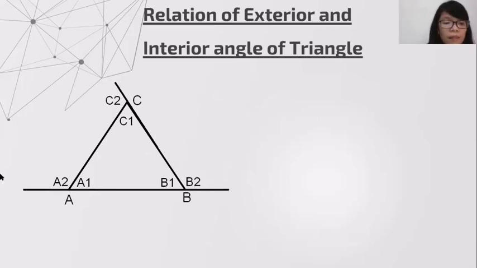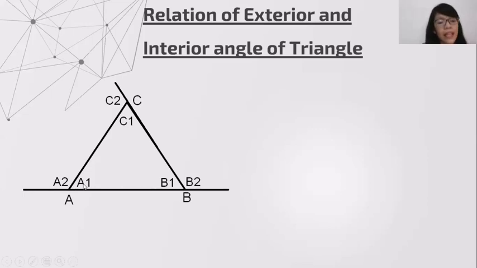Interior angles. Okay, so we have interior angles. They are A1, B1, and C1. If I have A1, I can find the supplementary of A1. I give it the name A2. Okay, A2 is the supplementary of A1.